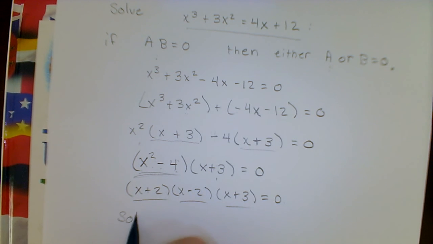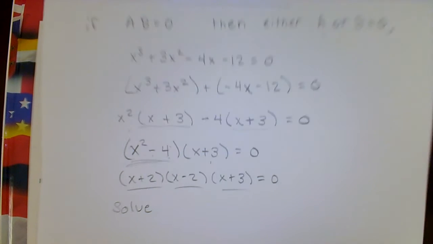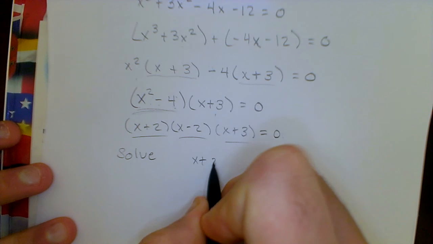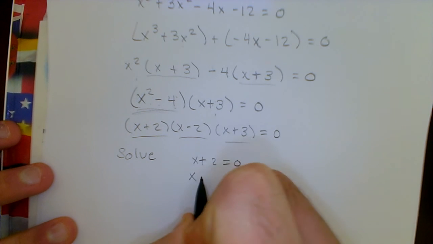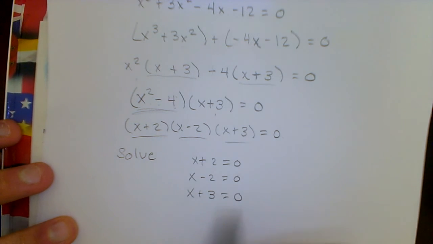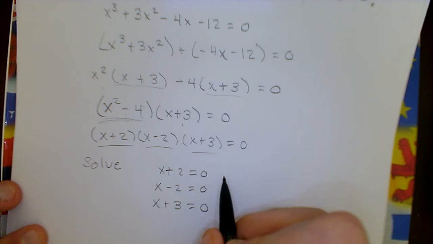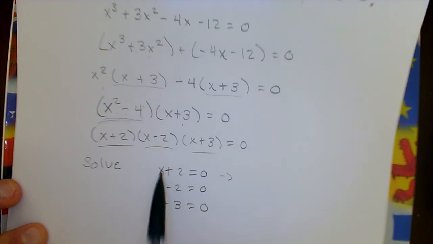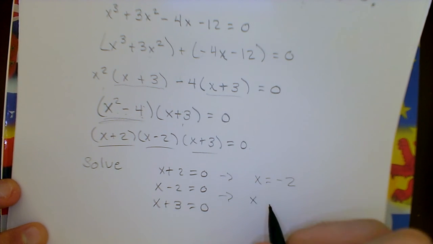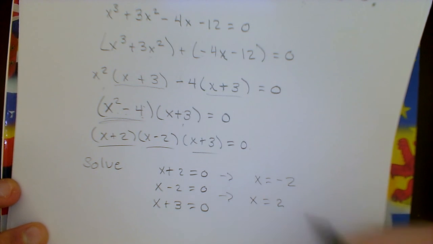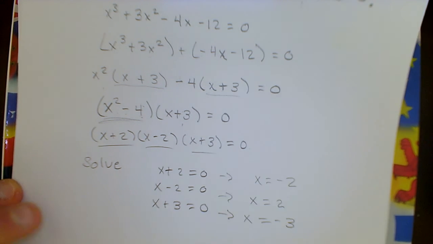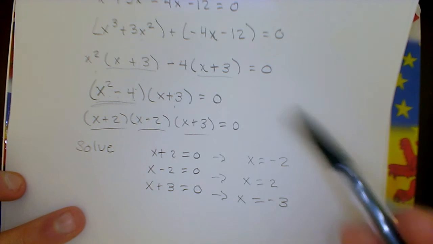Okay, so we have to solve x plus 2 equals 0, x minus 2 equals 0, and x plus 3 equals 0. Okay, so for this one, we would subtract 2 from both sides, so then we get x equals minus 2. For this one, do the opposite, you add 2 to both sides. And for this one, we would subtract 3 from both sides.